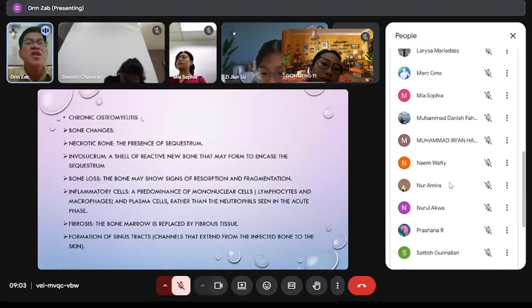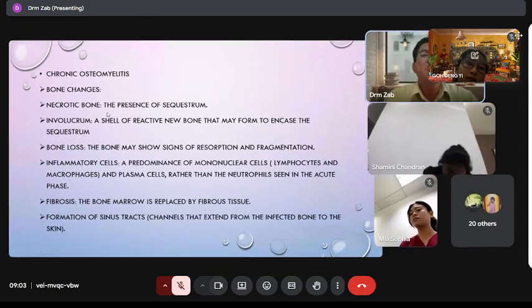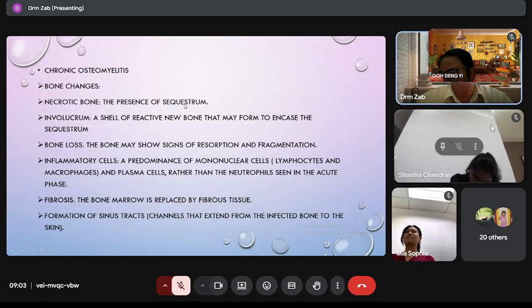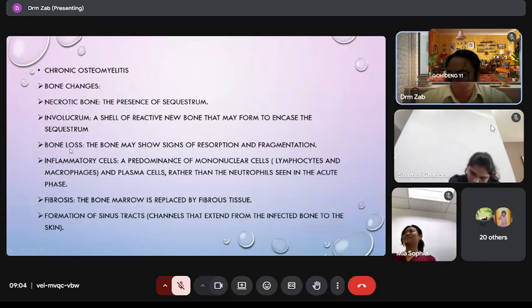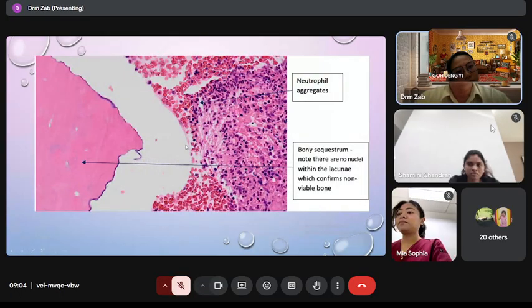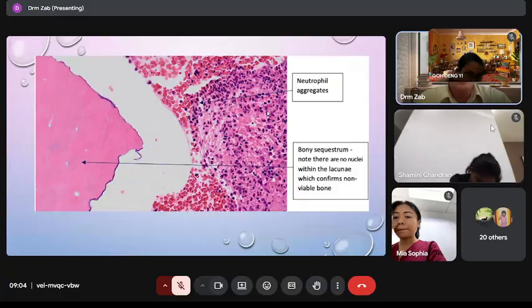Right? For chronic osteomyelitis, you see more of the bony changes. So you see necrotic bone, the sequestrum. You will see involucrum. You see bone loss at certain area. So that will contribute to the radiolucency of the area. And then you will see inflammatory cells, which are predominantly lymphocytes and macrophages. All right. And then you will see fibrosis formation. The bone marrow will be replaced by fibrous tissue. And of course, you will see formation of sinus tract. Right here, this is what we call the histopathological view of chronic suppurative osteomyelitis. Okay. Right.